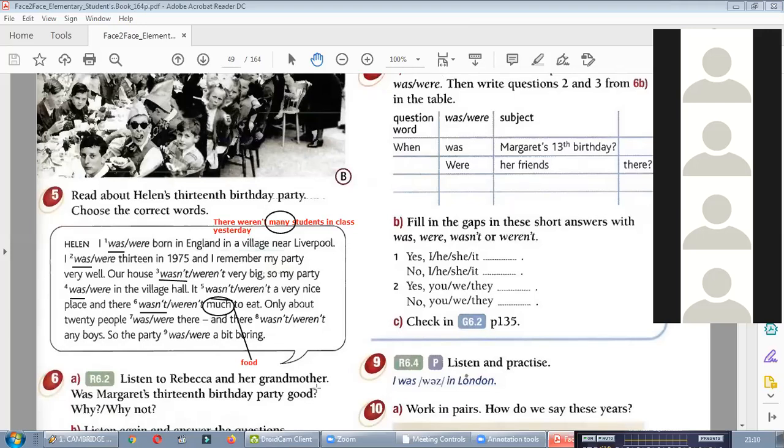Alright, very good. Najat, your turn. Only about 20 people were there, and there weren't any boys, so the party was a bit boring. Okay, very good. 20 people were there and there weren't any boys because boys are countable, plural, exactly. So the party was a bit boring.